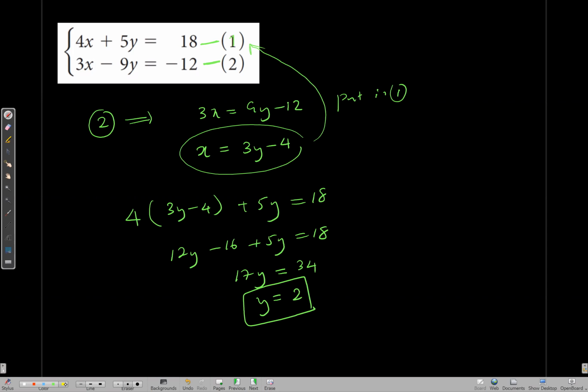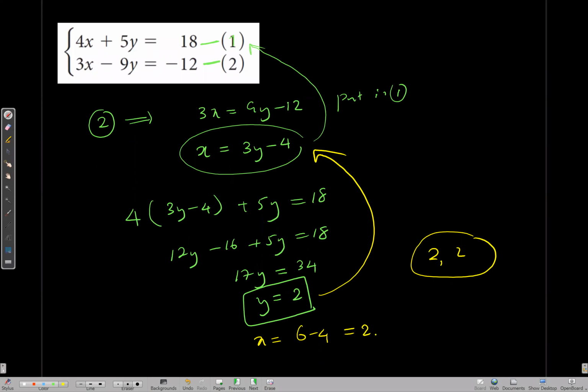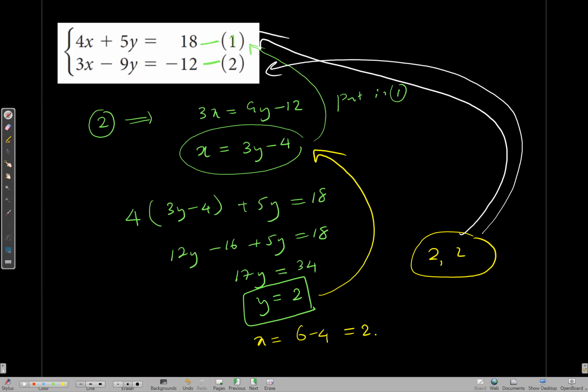Now put this value back here to find x. So x is going to be 3y. So 3 into 2, 6 minus 4, which is 2. So our solution is (2, 2). This is a way to express it, and I really recommend you plug these two values into both of the equations, not just one, both of the equations, and check it. Okay. Now that is the first technique, the substitution method.